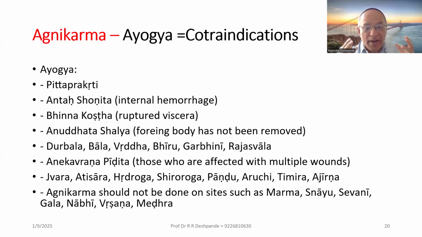Ayurveda has given the idea of pravara sattva, madhyama sattva, avara sattva. Sattva is the mind. So the one whose mind is very weak, who is trembling and says, oh doctor, please don't do it, be careful with this patient. Durbalta. Bala should not be too low. Then Vruddha. In old people, you must be very careful. Bhiru, who has some fear in his mind, don't do it. Then Garbhini, in pregnant ladies, Agnikarma is not allowed.